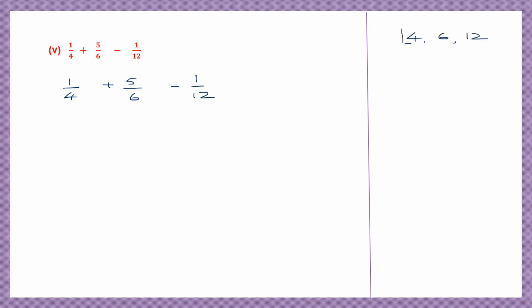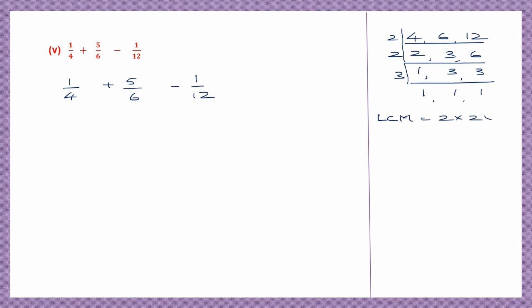So let's use 2. So 2 twos are 4, 2 threes are 6, 2 sixes are 12. Again, we can use 2. 2 ones are 2, 3 and 2 threes are 6. This time we can use 3. So we have 1, 1 and 1. 3 ones are 3. So LCM will be 2 into 2 into 3. So let's multiply that and see what we get. 2 twos are 4, 4 threes are 12. So this is our LCM, which we're going to use as the common denominator for all three fractions here.